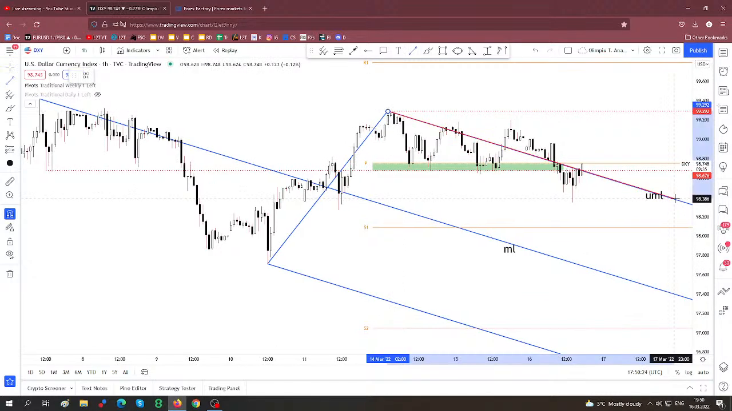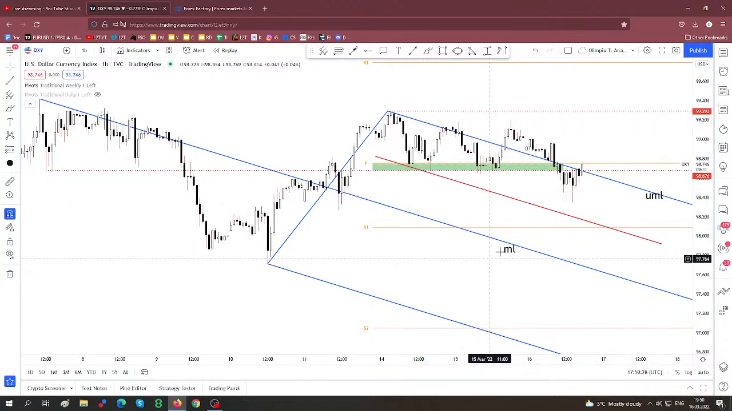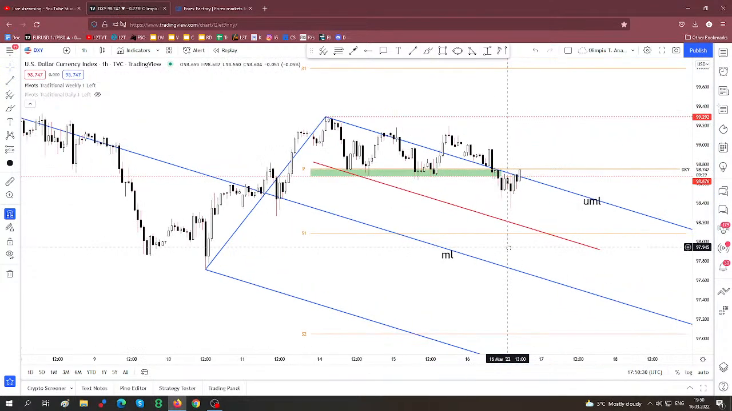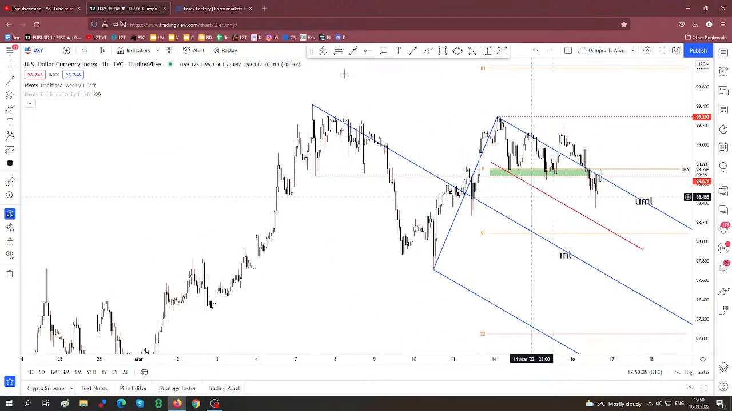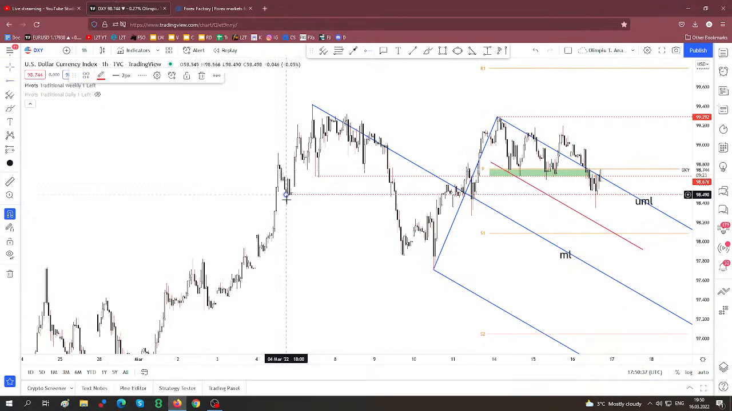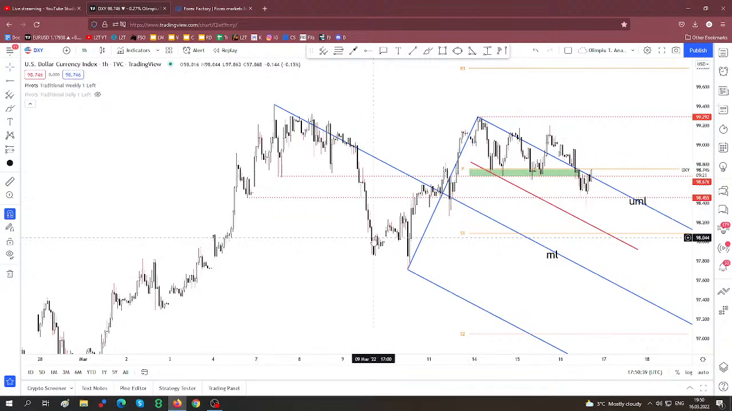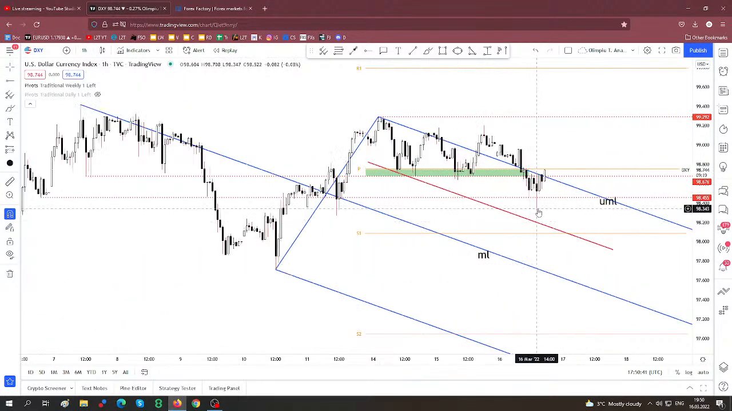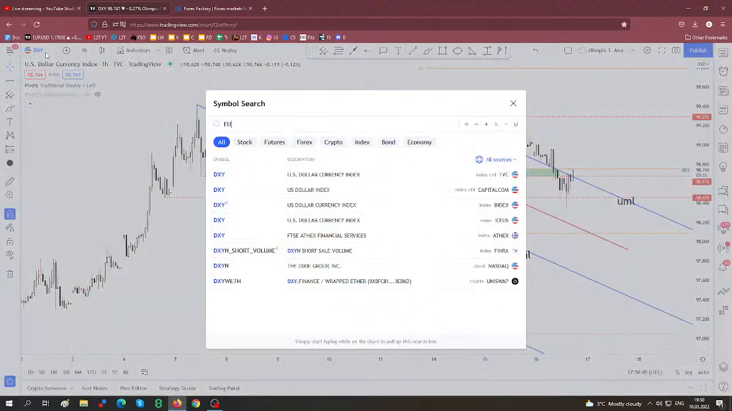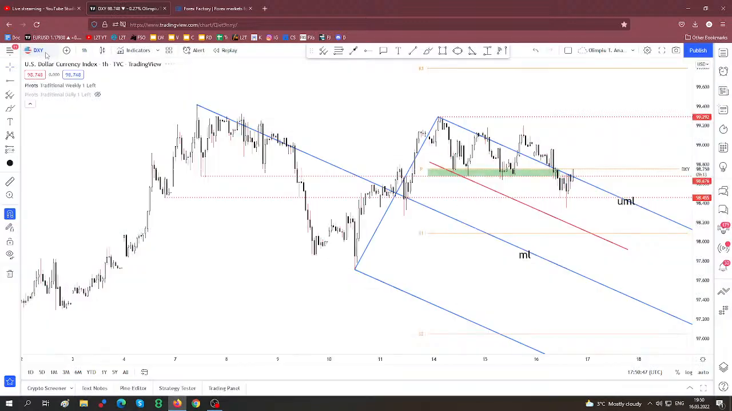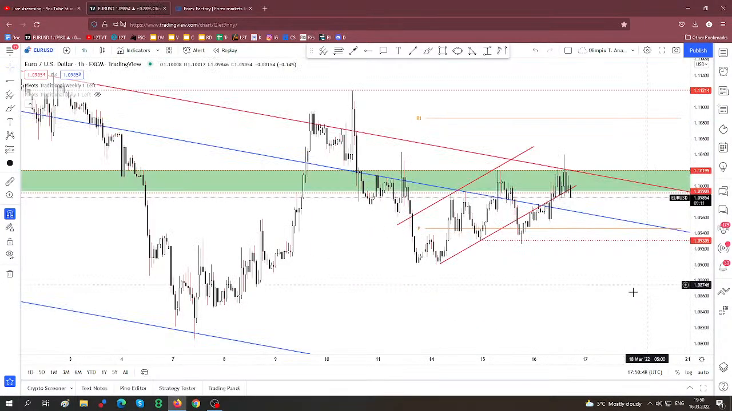Please guys, if you have questions, maybe potential static support here, 98.45, only false breakdowns, and let's wait to see what this high impact event will really bring.